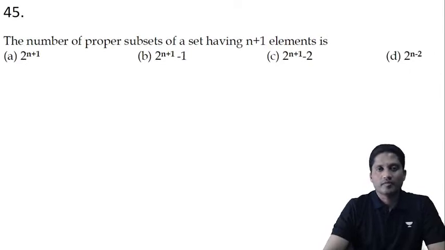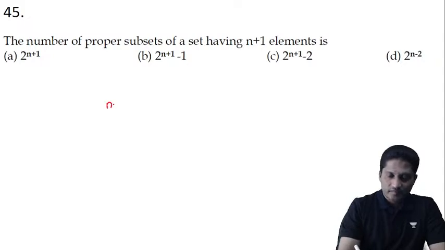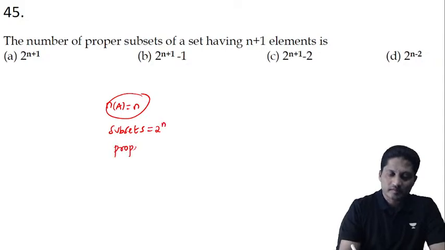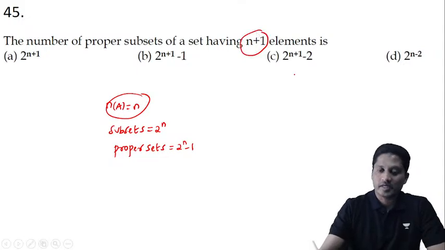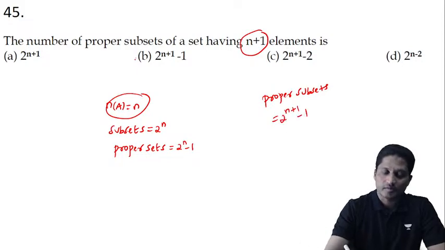Okay, question number 45. Number of proper subsets of a set containing n plus 1 elements. See, if a set contains n elements, total number of subsets is equal to 2 power n, and total number of proper subsets is 2 to the power of n minus 1. Now the set contains n plus 1 elements, so total number of proper subsets is 2 to the power of n plus 1 minus 1. Answer is option B.